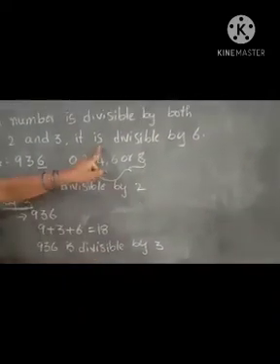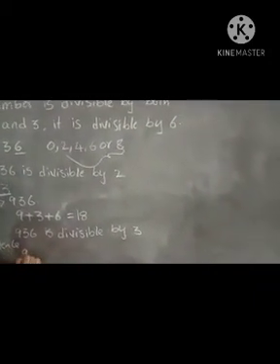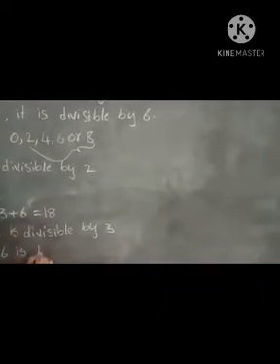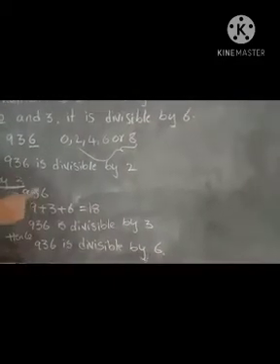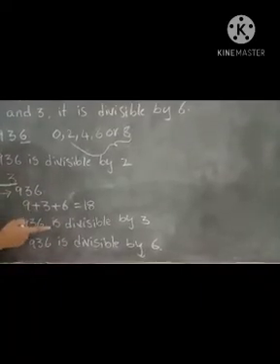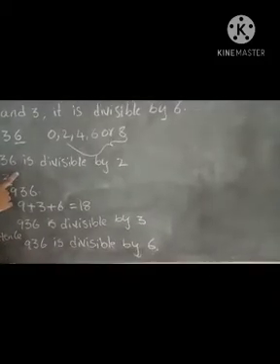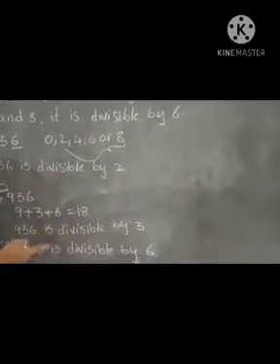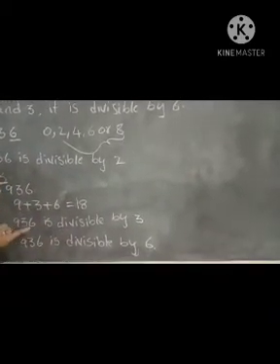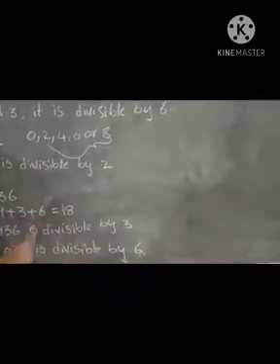Then only the number is divisible by 6. Okay, children? Hence 936 is divisible by 6. If the number is not divisible by 2 but is divisible by 3, the number is not divisible by 6. Why? Because the 2 is not there. Here, the number must be divisible by both 2 and 3. Then only the number is divisible by 6. Okay.